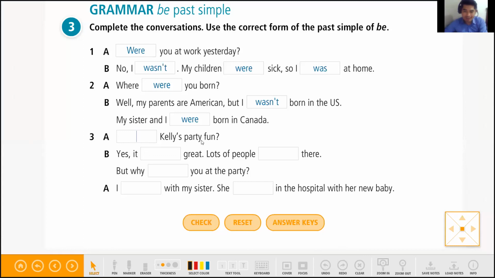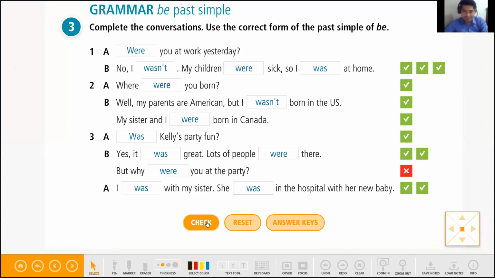Was Kelly's party fun? Yes, it was. It was great. Lots of people, they, right? They were there. But why? Were you at the party? I was not. My sister was in the hospital with her new baby. Oh, sorry, here it's in the negative form. Why weren't you at the party? Because I was in hospital.